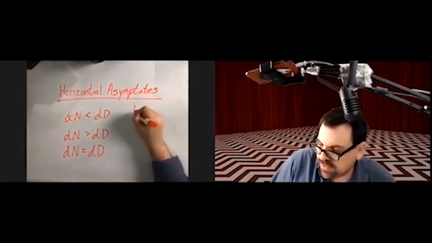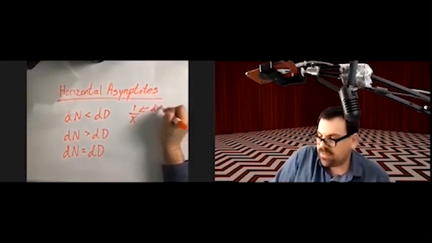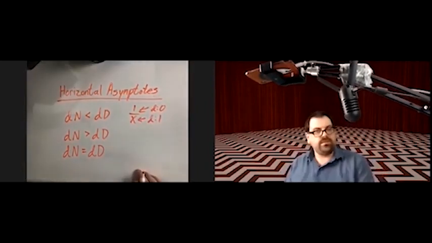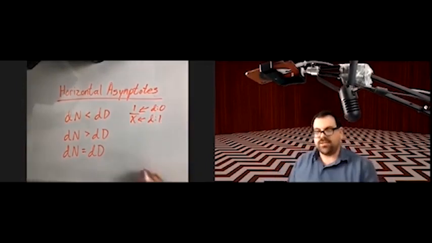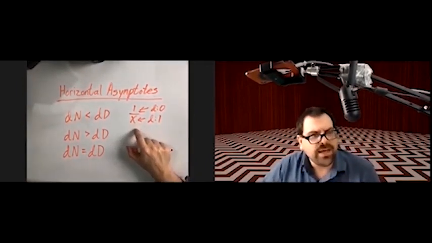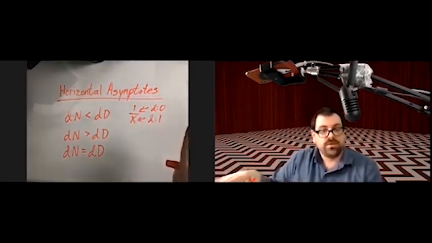An example would be, hey, 1 over x. The degree of the top is 0. The degree of the bottom is 1. Degree of the numerator is less than degree of the denominator. And remember, we started out by looking at the graph of this function. The graph of this function had a horizontal asymptote at 0.